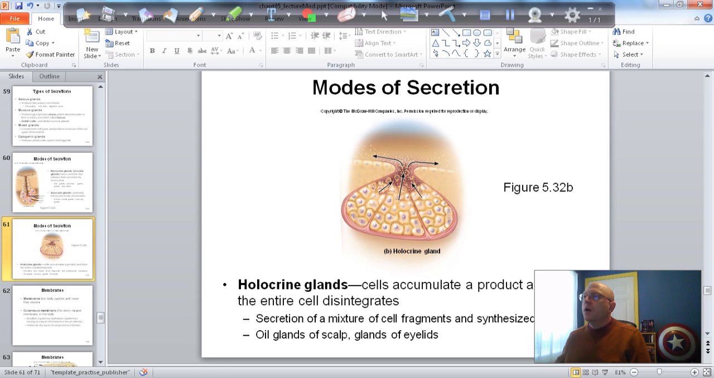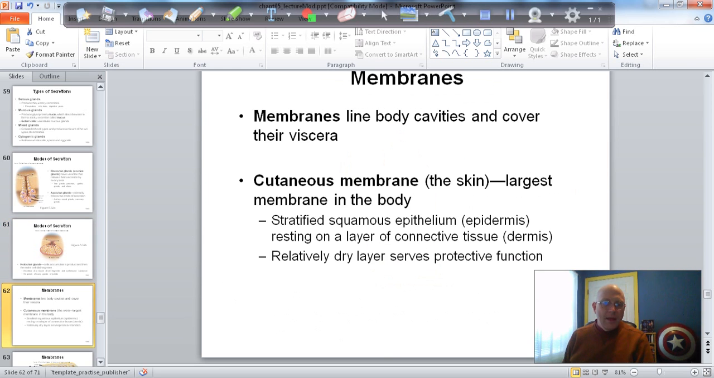Okay, almost done. Membranes. A membrane, by definition, means it's a lining that helps to cover one surface and separate from another. So since we are talking about surfaces, most membranes are going to be epithelial tissue. Your cutaneous membrane is your skin, the largest membrane in the entire body, and is lots of stratified squamous epithelium. A relatively dry layer that serves a very protective function for our body. It doesn't let stuff in and doesn't let a lot of water out. Okay? But we've got all kinds of other membranes.